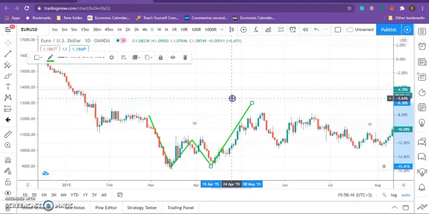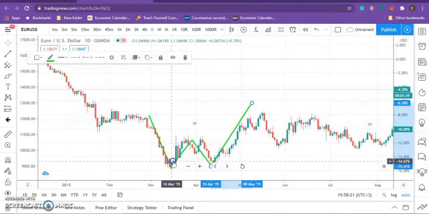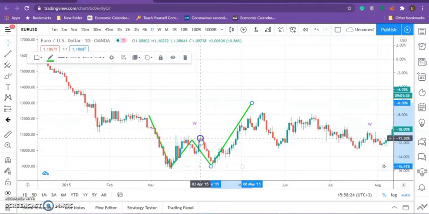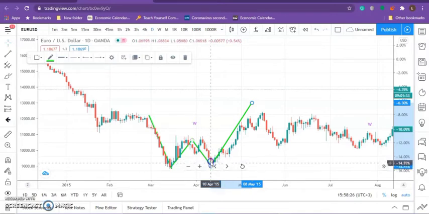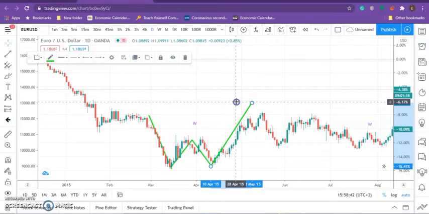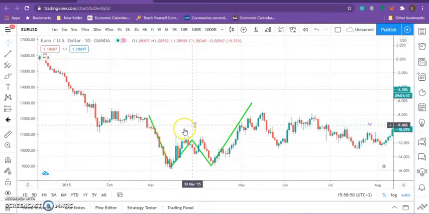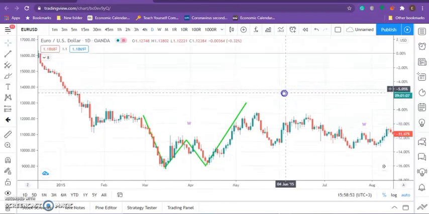So a W formation, once you've spotted it, of course you're going to leave it for it to form. You wait. A good entry point would be around here, after it has marked its first low, and then the second low. When it's marking its second low, that should be your entry point, so that will give you a good almost 10% on the USD, a very good 10%. Yeah, so the opposite of W is actually the M. You're going to see it also in a few.